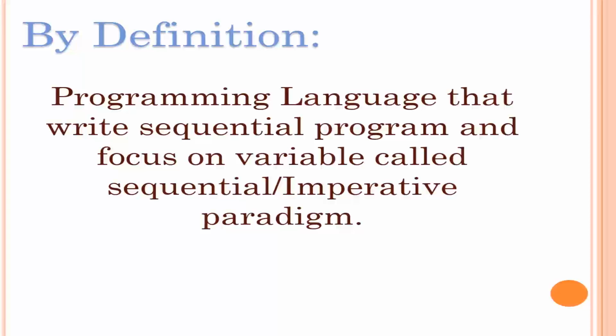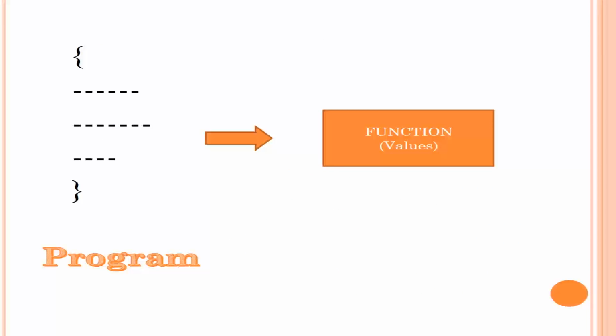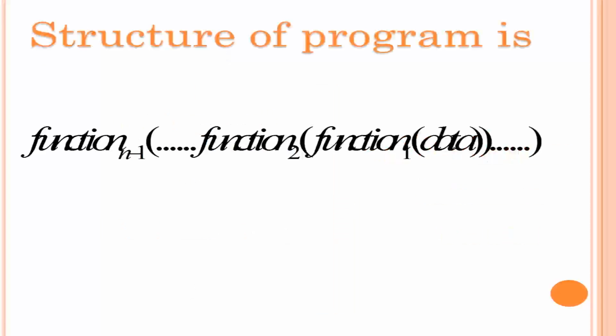Coming towards the next paradigm, as we know, some programs only focus on values and expressions, in contrast to programs focusing on variables as in imperative languages. So, these programs are seen as a function that is working on some parameters, that is values, but not the variables. Here, I am using the term function again and again. Basically, a function is a set of statements that are put together to perform some specific task. There may be more than one function existing in one program.